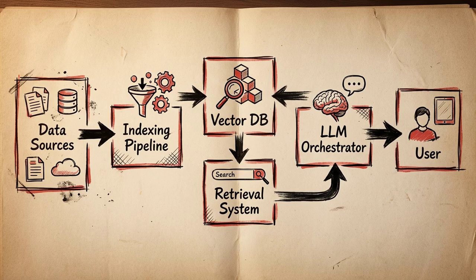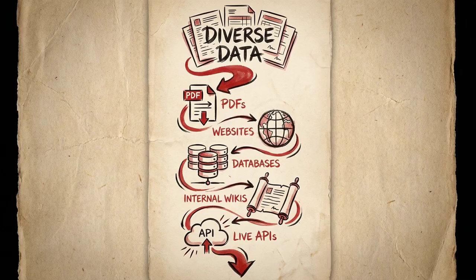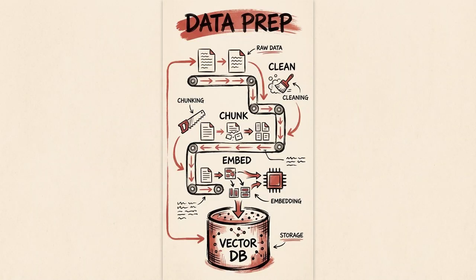A real RAG architecture involves several key components working together: data sources, indexing pipeline, retrieval system, and the LLM orchestrator. Your data can come from anywhere: PDFs, websites, databases, internal wikis, or even live APIs. The more diverse, the better. This pipeline takes raw data, chunks it, embeds it, and loads it into the vector database. It often involves data cleaning and preprocessing.